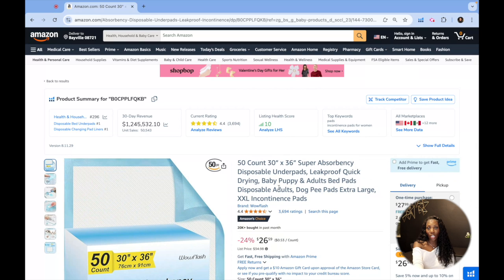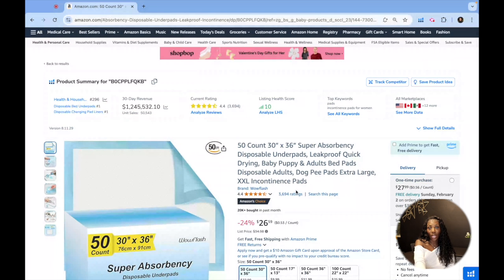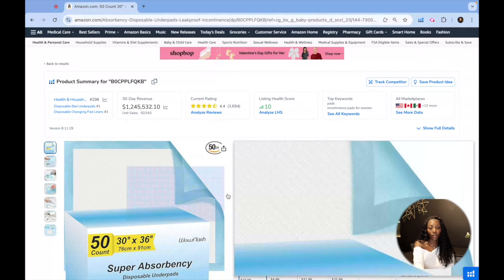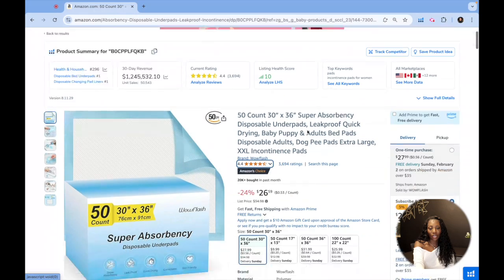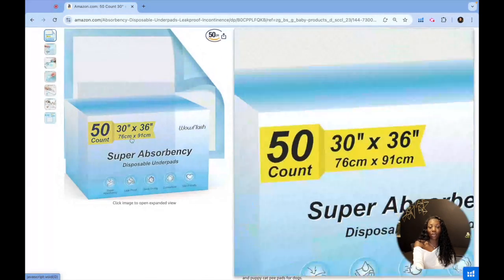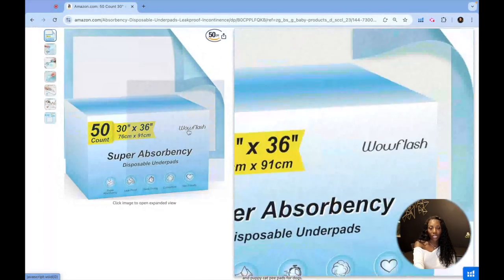He has a mattress protector on his bed versus having something disposable like this, but some people prefer to have something that you can just throw away. So this does look to be a private labeled brand. It's called Wow Flash. I don't think I've ever seen something like this well, I've seen something like this in the store, but not this exact brand.